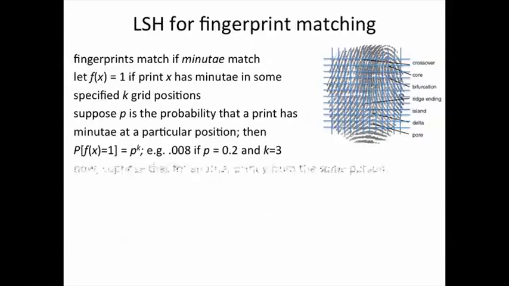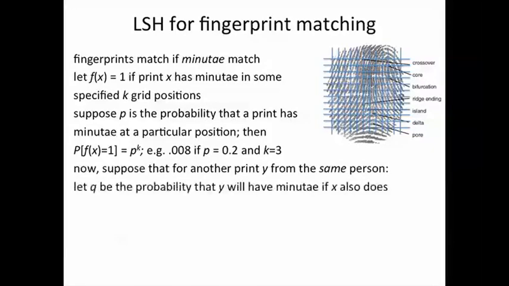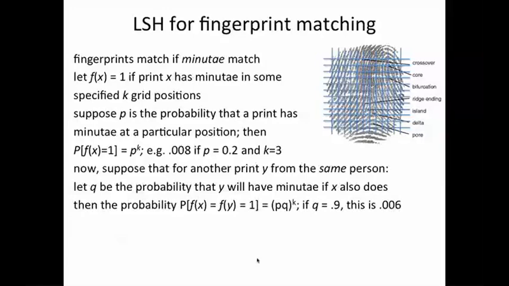Now let's consider another print y, but from the same person. It's quite likely that this print will have minutiae in the same positions as x, but it's not always the case. So let's assign a probability q, which will be quite high, that the print y will have minutiae if x also does in a particular grid cell. Now let's look at the function f.